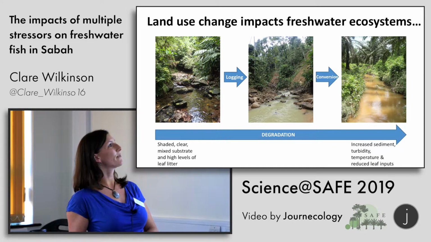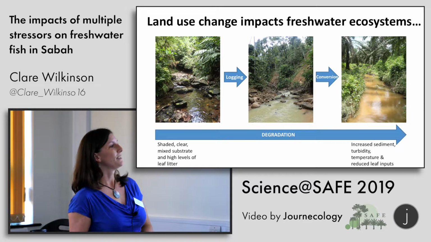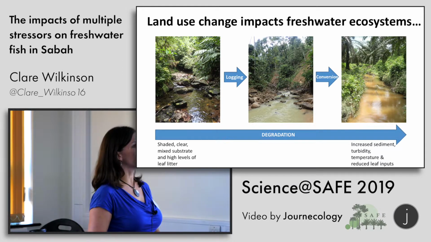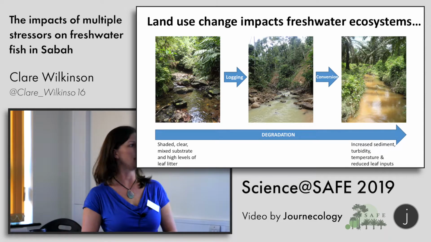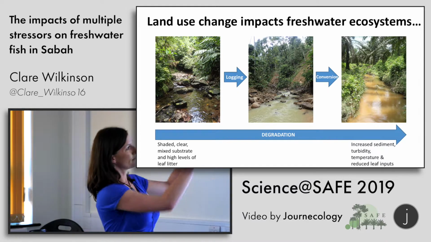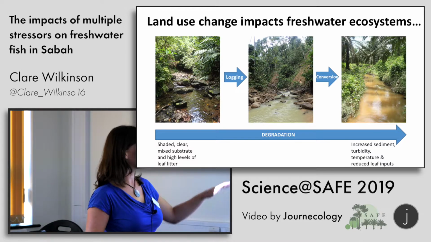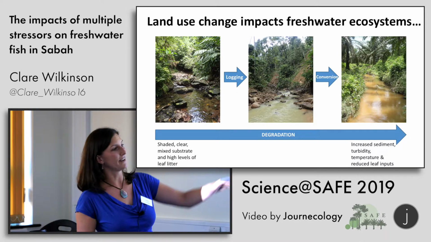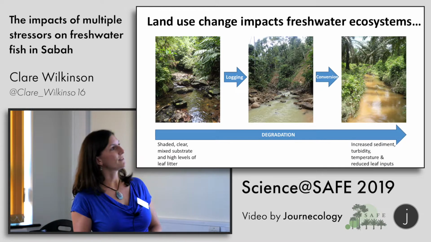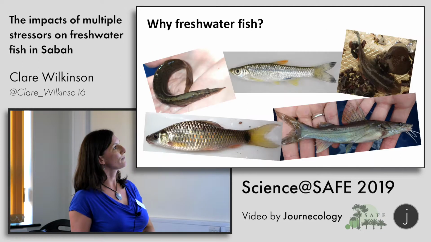As I'm sure everyone is aware, land use change is one of the biggest threats to freshwater ecosystems, and you can see just from these 3 pictures of 3 different streams across the SAFE project land area how different these are abiotically. You go from your primary rainforest with highly shaded, clear water, mixed substrate and lots of leaf litter, and increasing sedimentation, turbidity, temperature, and so on. So just to give you an idea of what that land use change does for freshwater ecosystems.